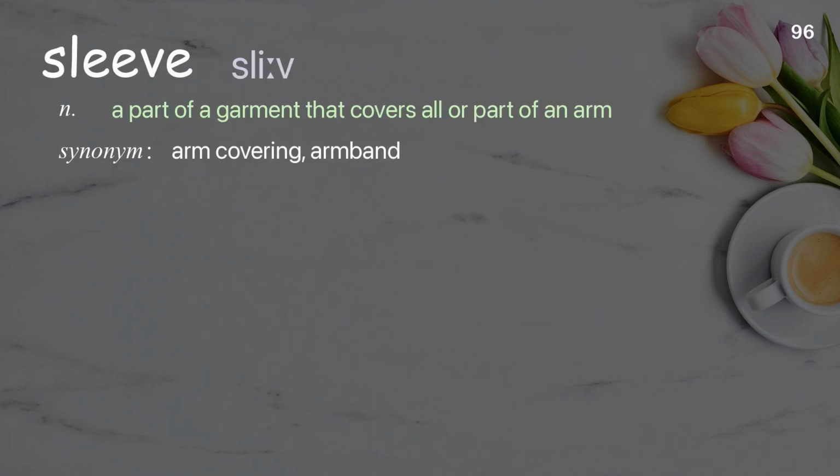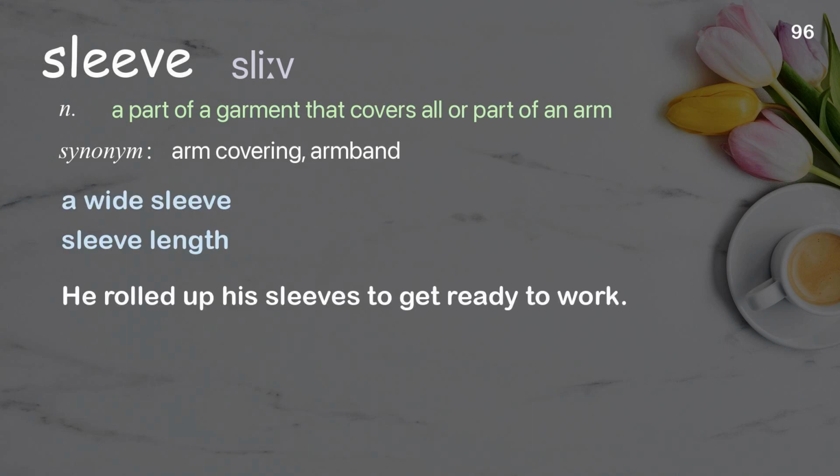Sleeve. A part of a garment that covers all or part of an arm. Examples. A wide sleeve. Sleeve length. He rolled up his sleeves to get ready to work.